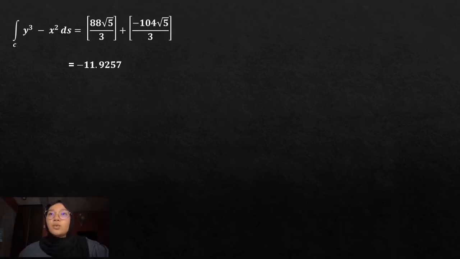So for the last step, we need to sum up C1 and C2. The equation will be 88 square root 5 over 3 plus negative 104 square root 5 over 3. It will give negative 11.9257.